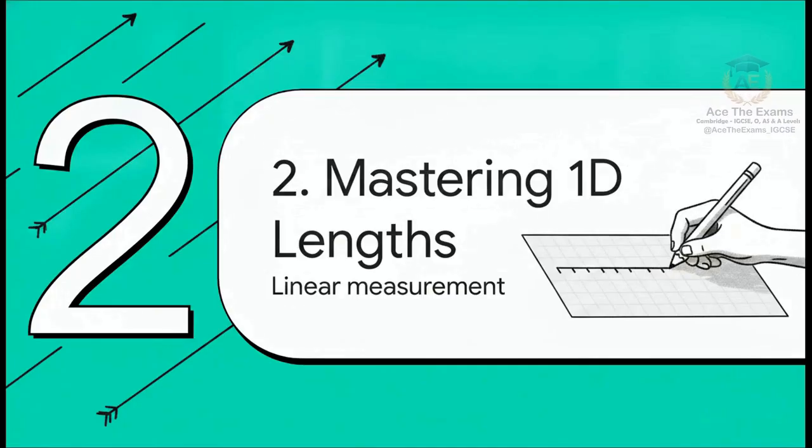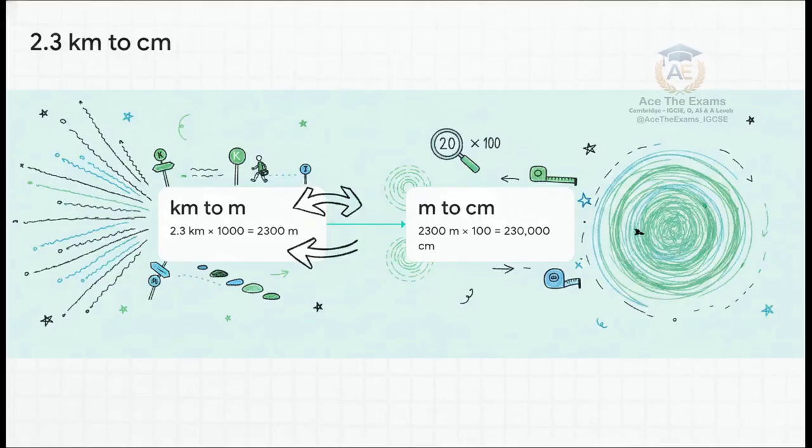Moving right along to Section 2, mastering linear 1D lengths. Let's see this linear measurement in action. Think of this as drawing a single straight line on a piece of paper. Look at how a multi-step conversion works when we really break it down. Let's say we need to convert 2.3 kilometers all the way down to centimeters. We don't just guess, we use stepping stones.